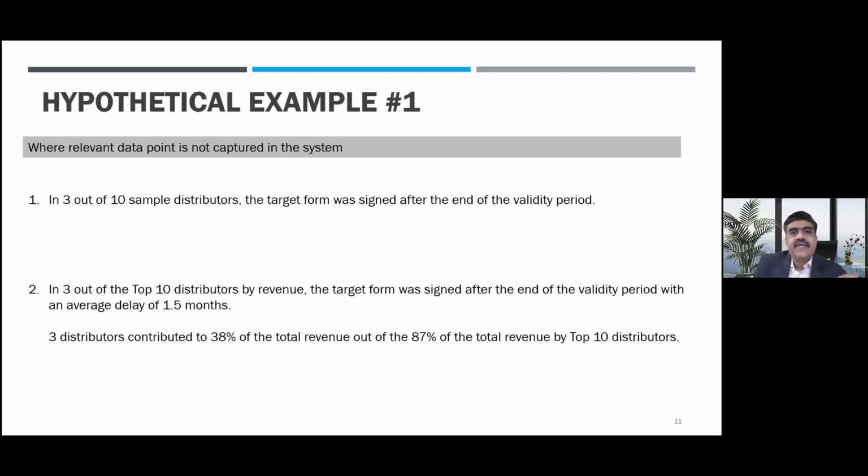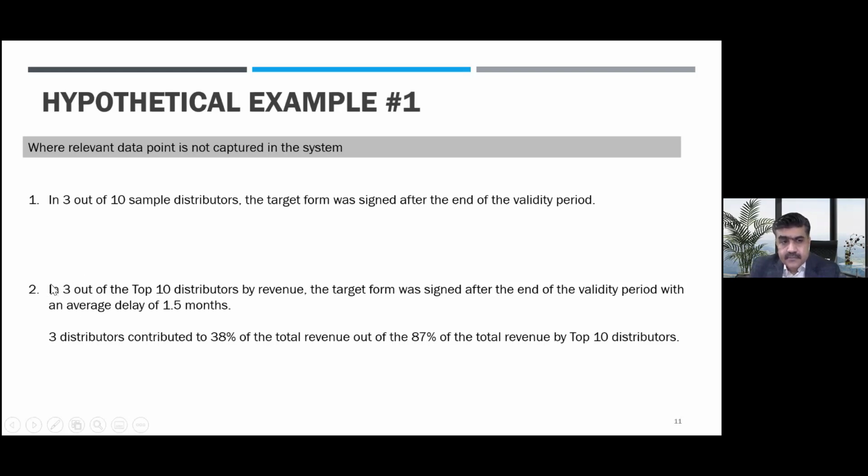But the moment I change it, and say that this is not 10 random samples, I am looking at the top 10 distributors by revenue, and those top 10 distributors are contributing to 87% of your total revenue. So that's where I am putting the ball in management's court, by telling them that I'm not talking about any random 10. I'm talking about the top 10 distributors, which contribute 87% of your total revenue.